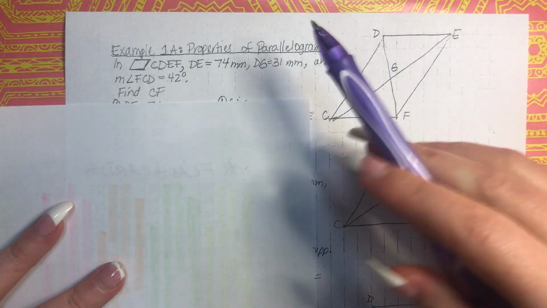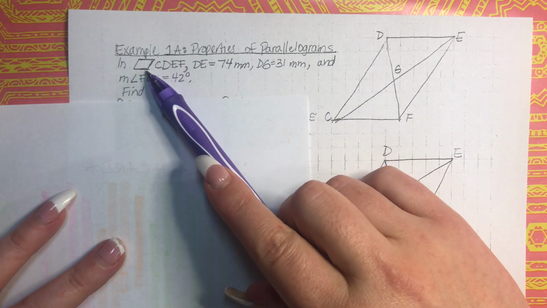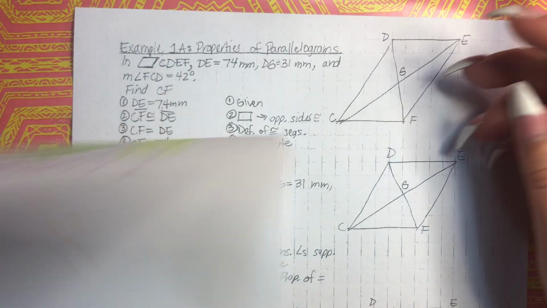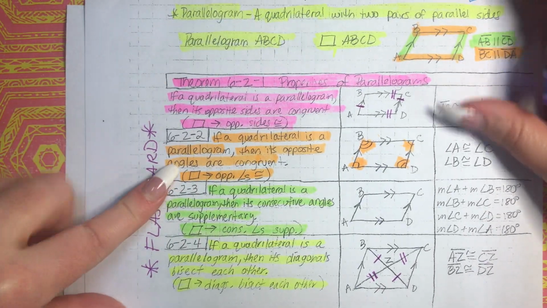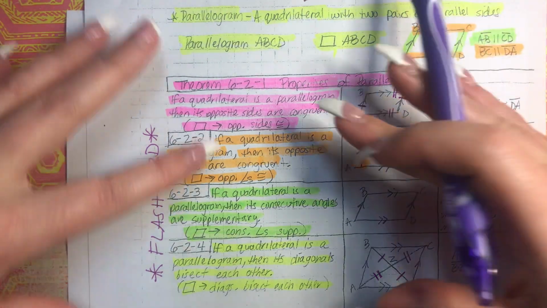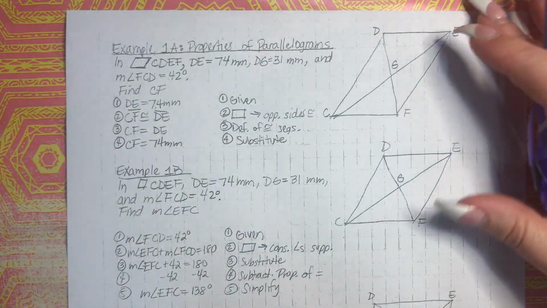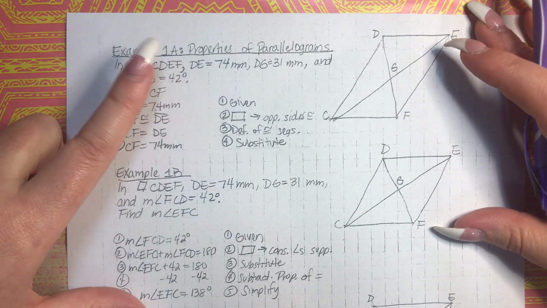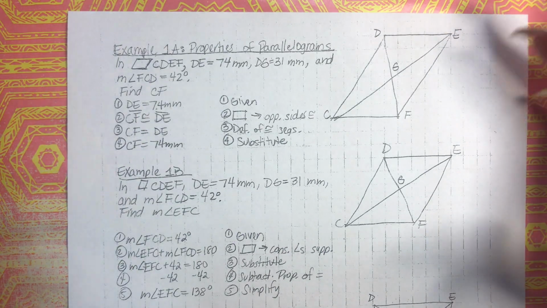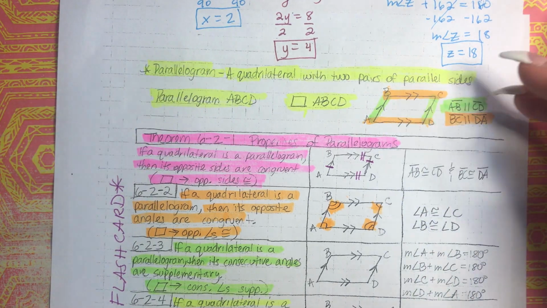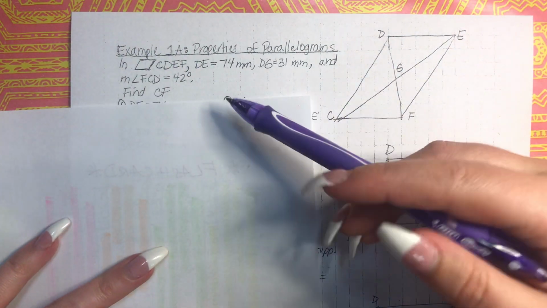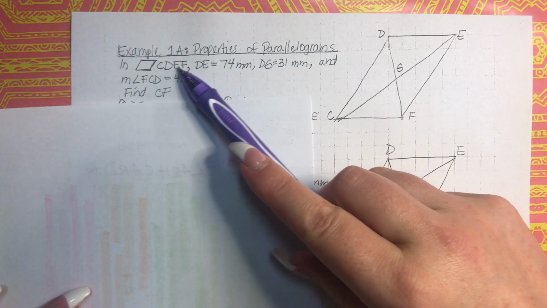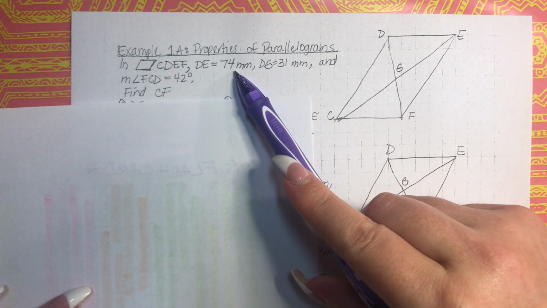All right, so what do we have? It says this means parallelogram. That means we have a parallelogram, which means all of these apply. This opens the treasure box of all of these four theorems. Every time you see this, this means that you're dealing with a parallelogram. Whenever you're dealing with a parallelogram, all of these are applicable. So we're just gonna have to figure out which one we're gonna use. Okay, I'm covering it up. All right, so it says in parallelogram CDEF, DE is equal to 74.